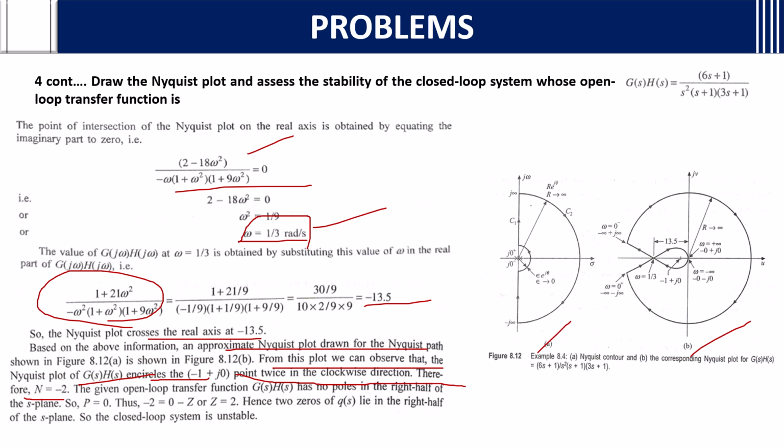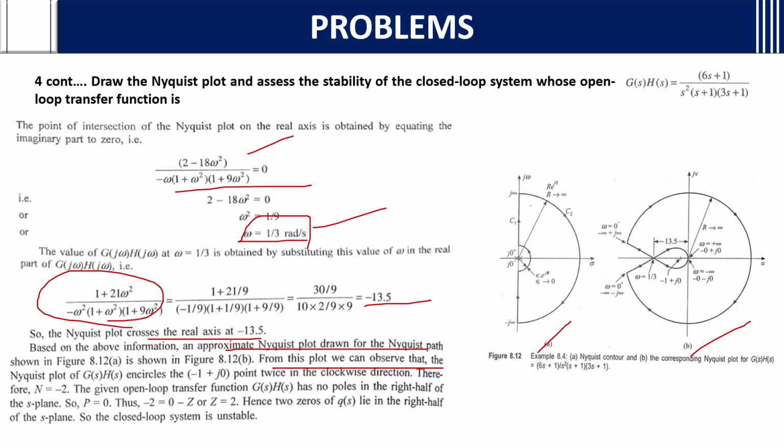Therefore, N is what? Minus 2. The given open loop transfer function G(s) has no poles in the right half of the s-plane. So P is 0. Thus, 0 minus 2 gives N equals minus 2, so Z will be 2. 2 zeros are there, hence 2 zeros in the right half of the s-plane. The closed loop system is unstable.